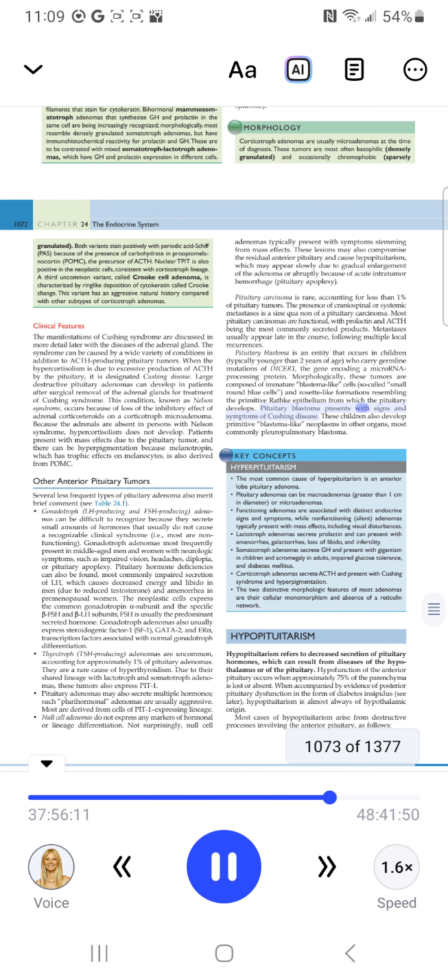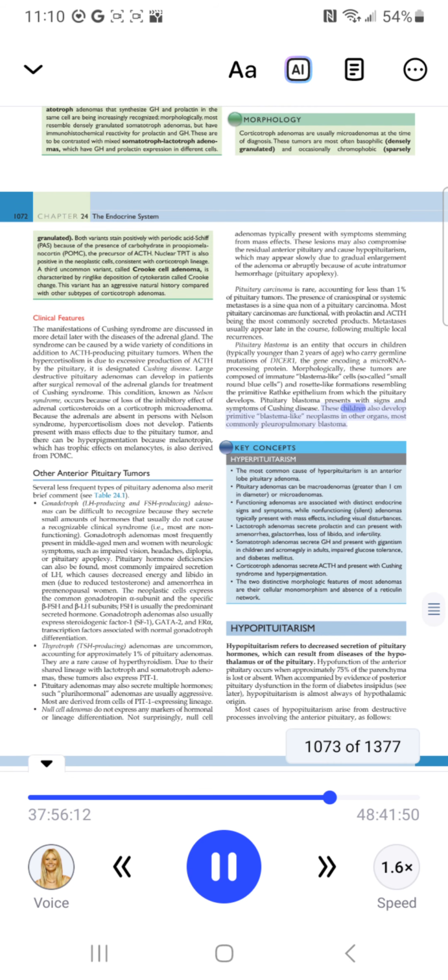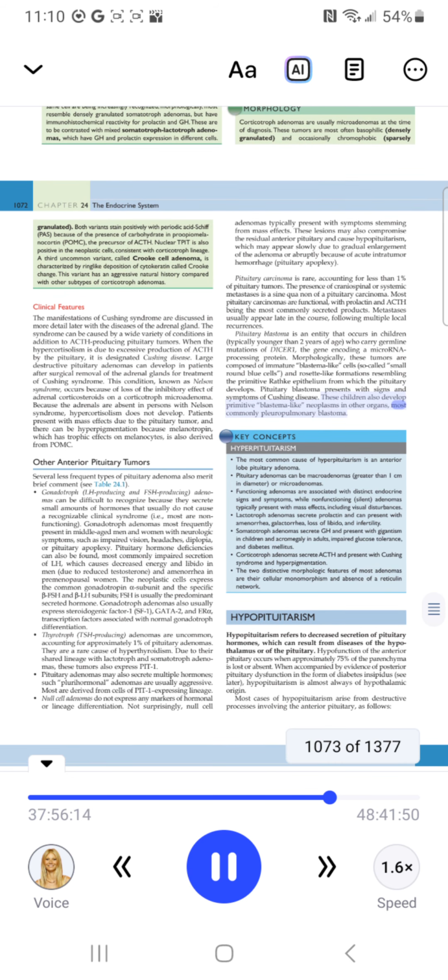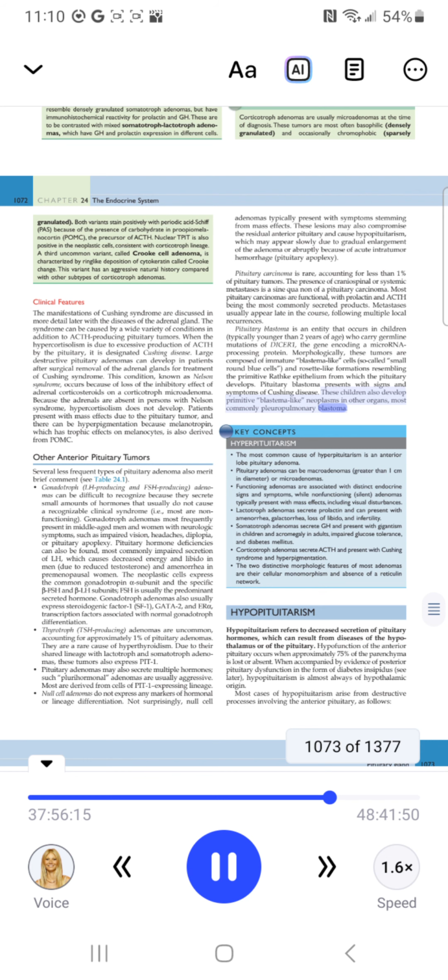Pituitary blastoma presents with signs and symptoms of Cushing disease. These children also develop primitive blastoma-like neoplasms in other organs, most commonly pleuropulmonary blastoma.